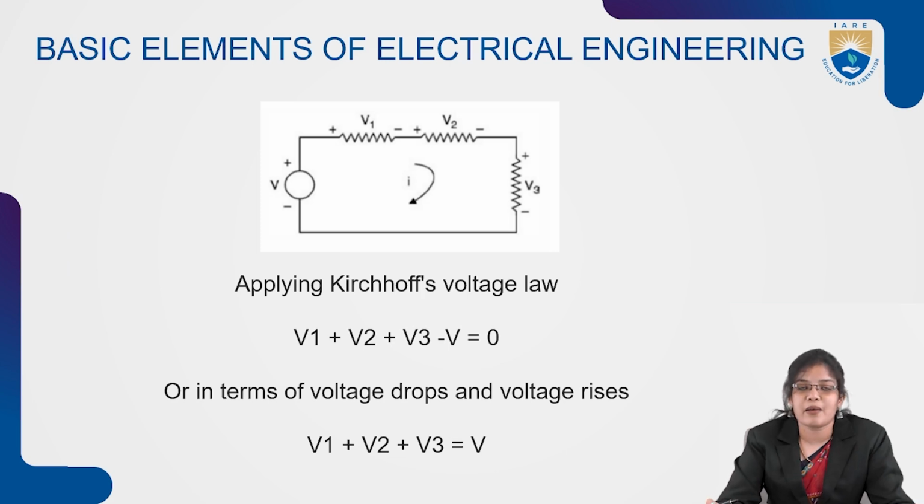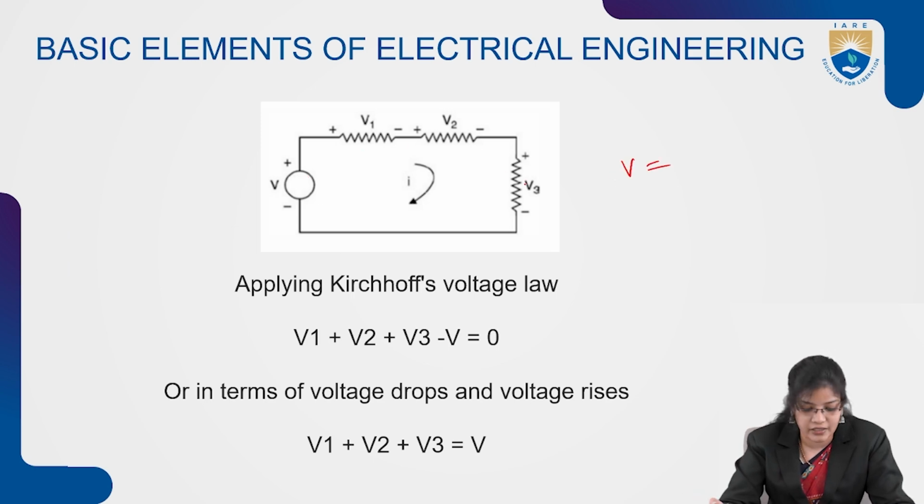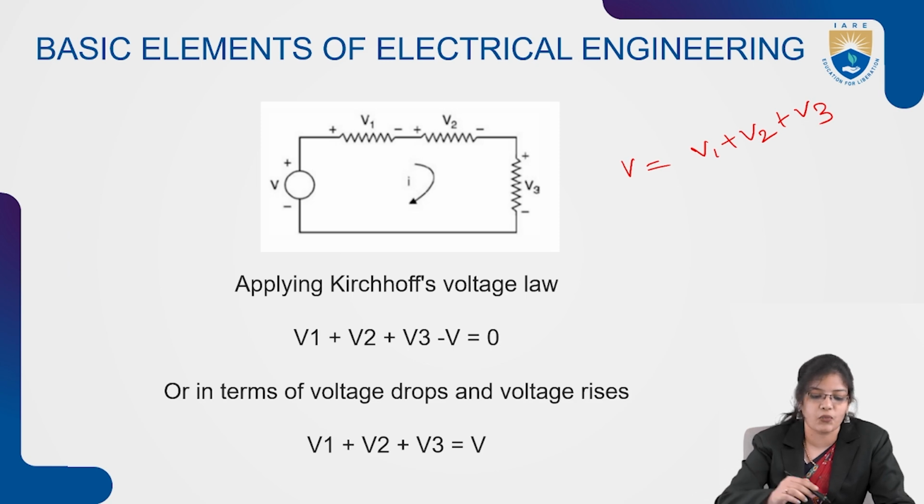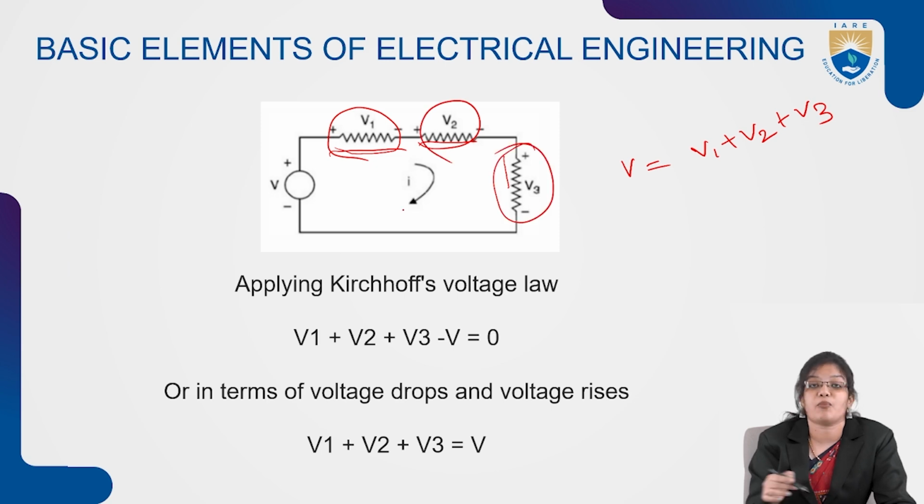So here is the example circuit to solve Kirchhoff voltage law. Here a source is connected, which is taken as V, and three resistances are connected in series, with voltage drops V1, V2 and V3. The Kirchhoff voltage law states that the potential difference across each element should be equal to the sum of voltage.